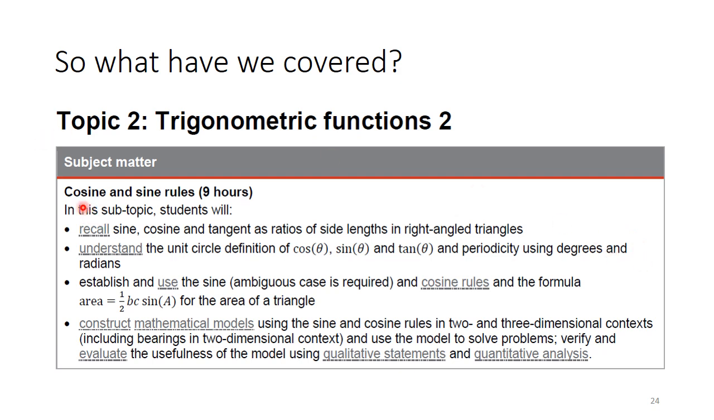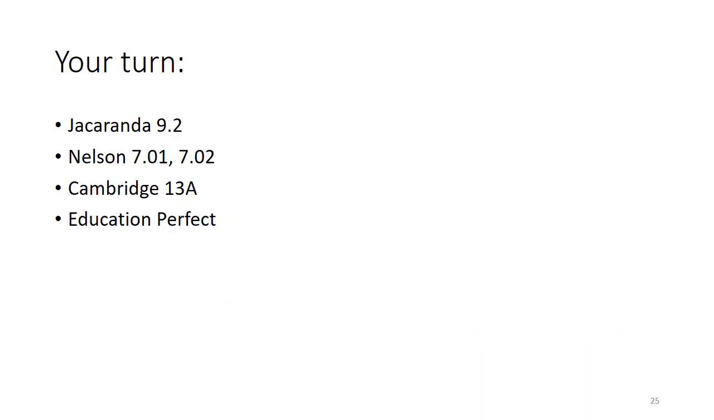Alright, so you need to be quite familiar with the first 2 dot points at the end of this session. Next lesson, we're going on to the 3rd dot point, using the sine rule, cosine rule, and the area formula to find a triangle. Alright, this is the work that you need to do.